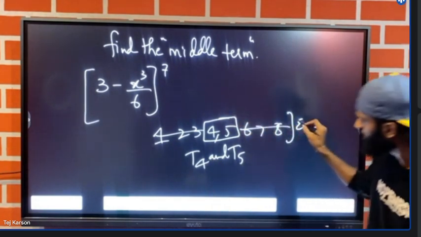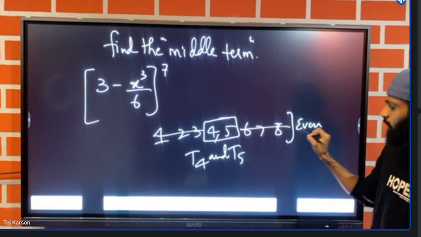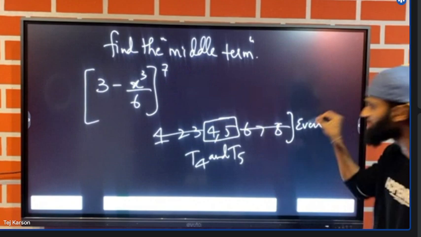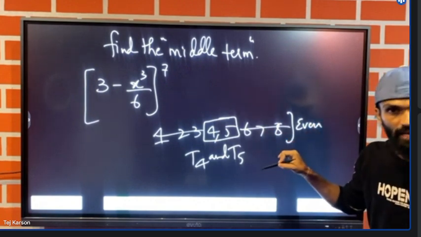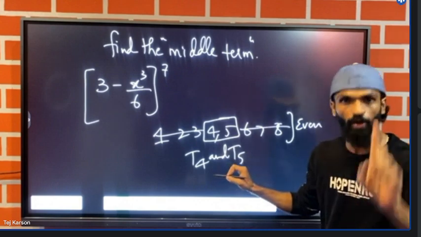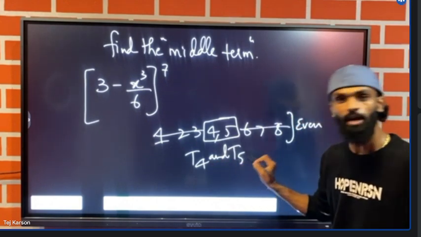You should know that if it is an even number of terms. Again, what is the hint? If the question has an odd power, the number of terms is always even. If the number of terms is even, 100% it has 2 middle terms. If you write 4 and 5, the answer is wrong. You should always write T4 and T5 to be the middle terms.